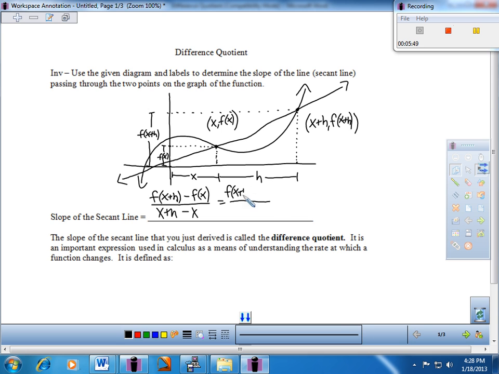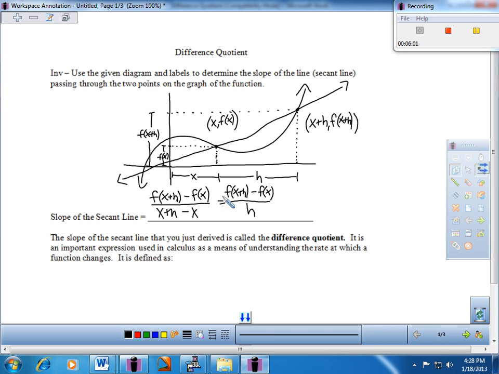Function value at x plus h minus the function value at x. And what about that denominator, guys? X plus h minus x. Algebraically, what happens? Those x's disappear. And as a result, you end up getting this expression, which again, if we're going on to Pre-Calc 2, we'll see a lot of this, and get a little more background with this and where this comes into play. For right now, we're just going to work with it algebraically. But that, everybody, is your difference quotient.